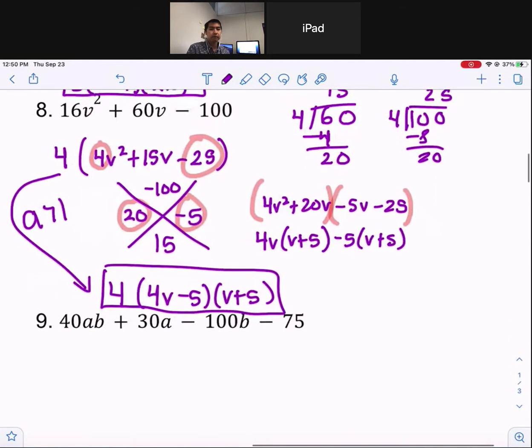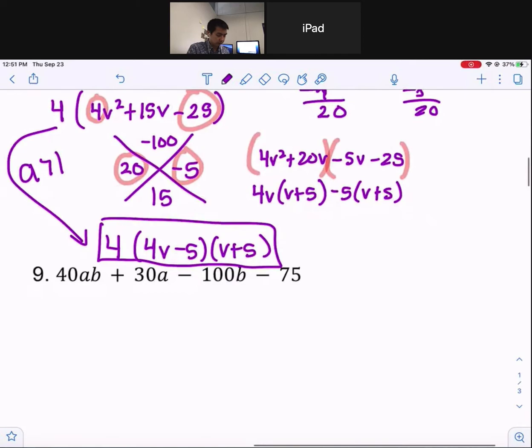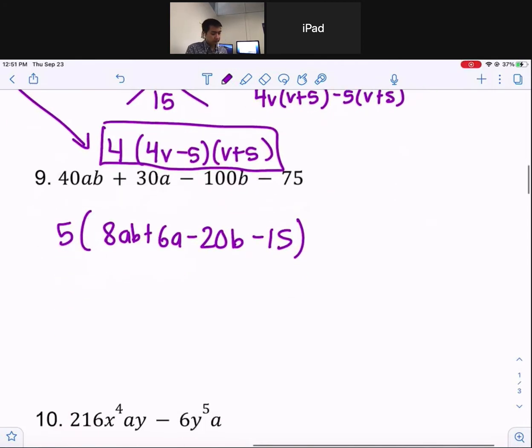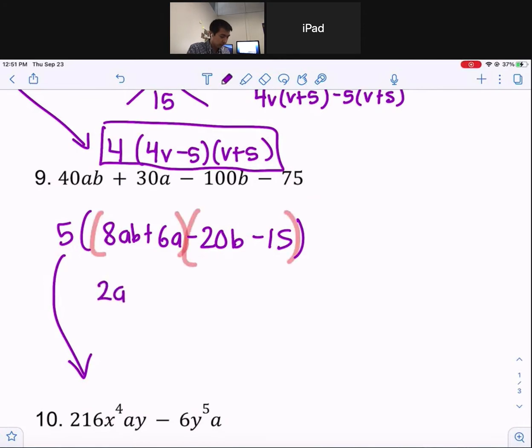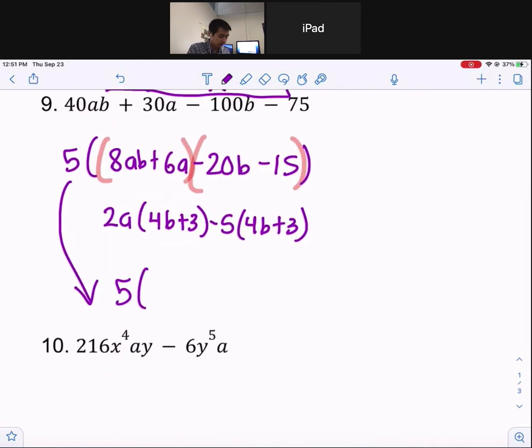Number 9. Can you factor out something from each? Yes, you guys can factor out a 5. 8ab, 6a, negative 20b, minus 15. Gonna drop this down. How many terms do we have? We have 4 terms. What's the only method with 4 terms? Grouping. From the first grouping, you guys can factor out a 2a to get 4b plus 3. From the next grouping, you guys can factor out a negative 5, 4b plus 3. So we got 5, 2a minus 5 coming from there and there, and then the 4b plus 3.